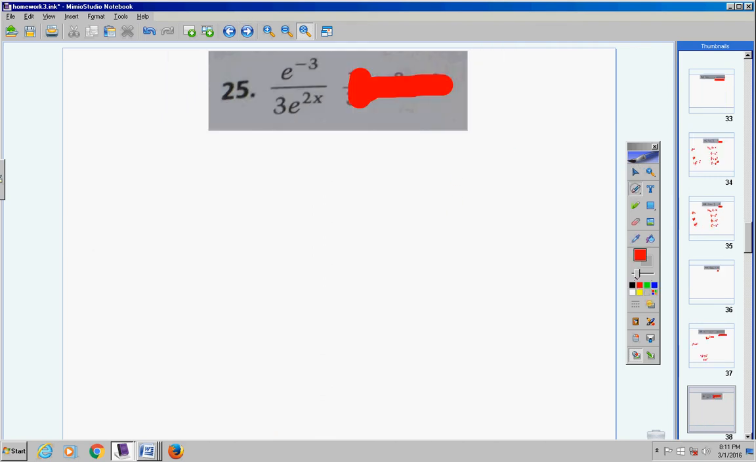Number 25. Okay, let's simplify this again, guys. Look, it's very simple. There's a 1 here, okay? So I start off with my coefficients, 1 and 3. Can 1/3 be reduced? Not at all. Now I look at my like bases. What is my base up here? E. What is my base down here? E. What have I taught you? When dividing like bases, write the like base up top and then subtract the exponents. You take the top, negative 3, minus the bottom, negative 2x. So negative 3 minus 2x.